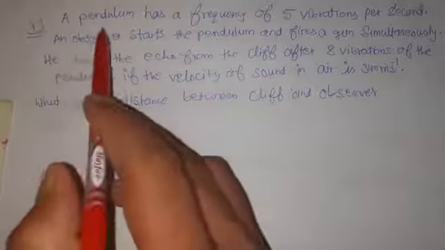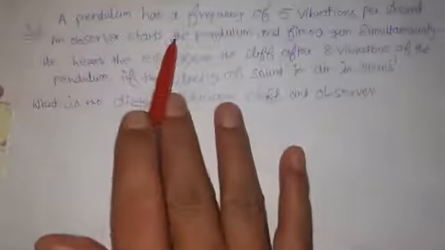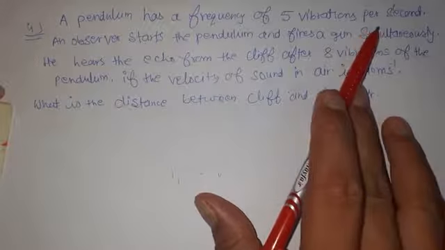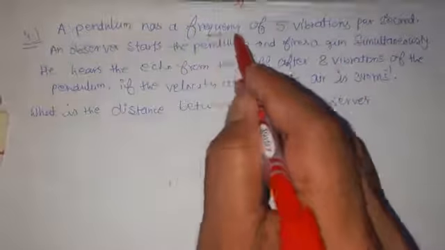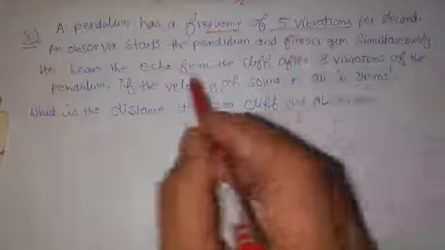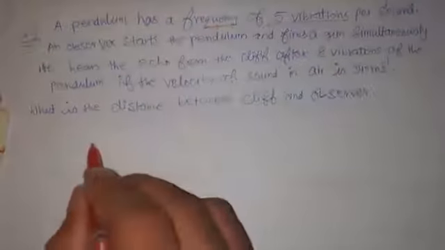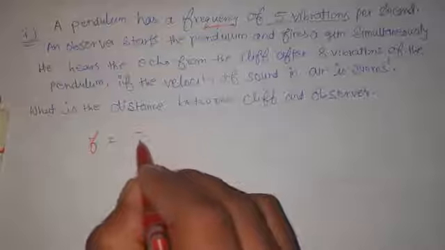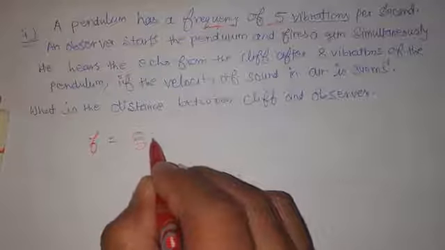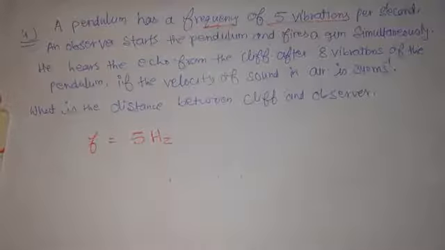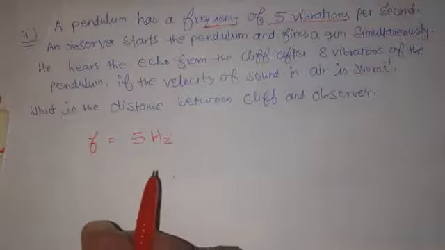Now this is question number 4. A pendulum has a frequency of 5 vibrations per second. So the frequency of the pendulum is 5 vibrations per second. Given here, the frequency is 5 vibrations per second, so it becomes 5 hertz. Per second we write as hertz.